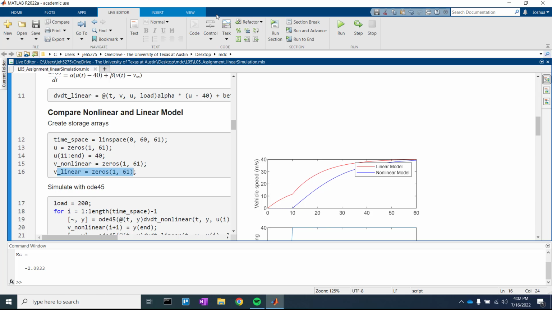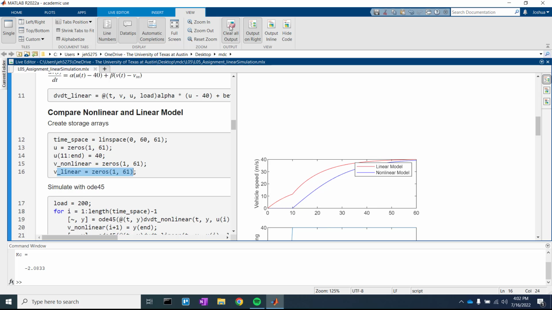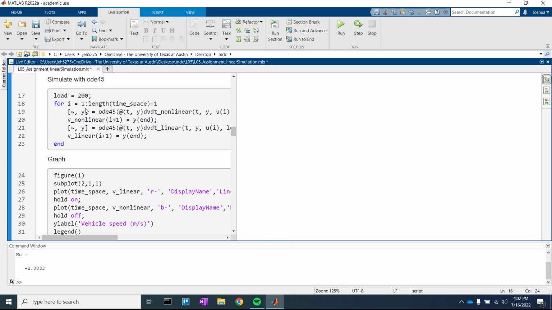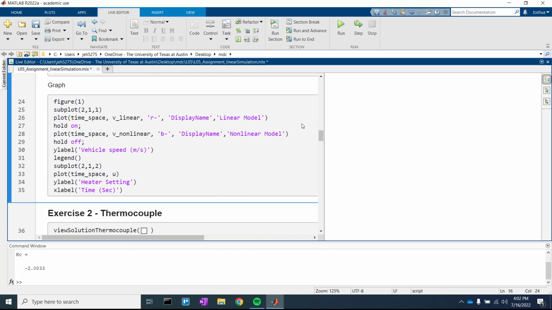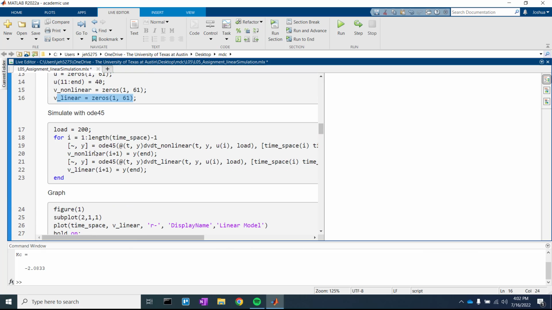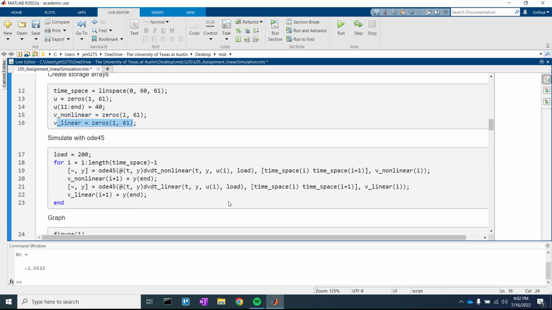We go ahead and clear the output so it doesn't distract you. I didn't realize I didn't do that before. So we're going to go ahead. Our load is going to be equal to 200. And so we're going to integrate this with ODE int. We've done this a number of times, so hopefully ODE int is making sense now.